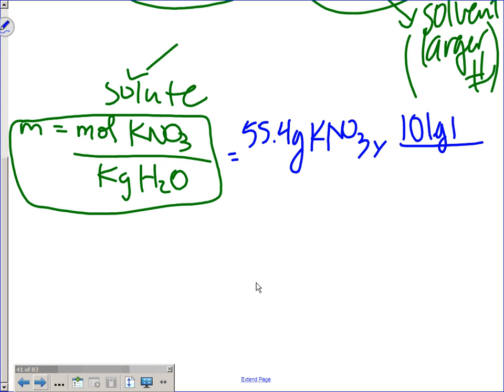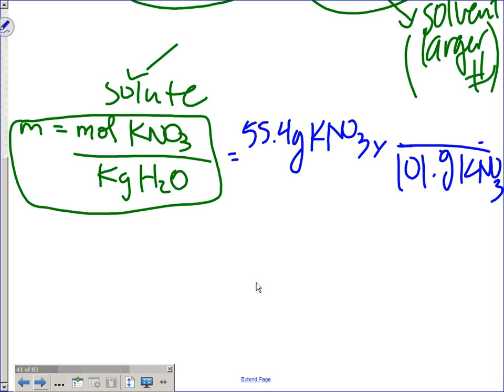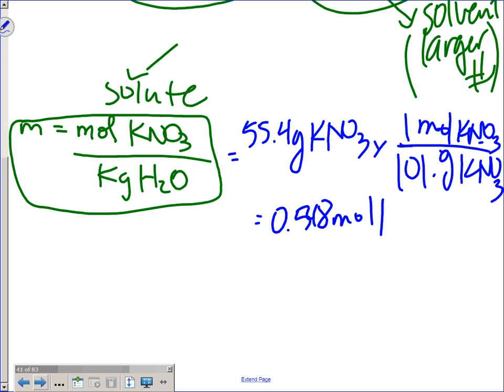Oh, sorry. What was I doing wrong? Should be on the bottom. 101.1 grams of potassium nitrate is equivalent to 1 mole of potassium nitrate. Okay, so how many moles is that? 0.548 moles. Okay, and that's moles of potassium nitrate.